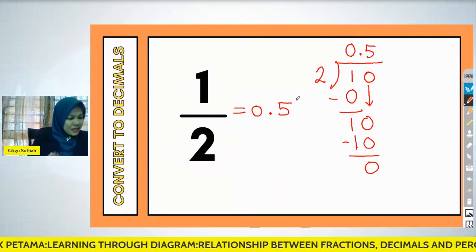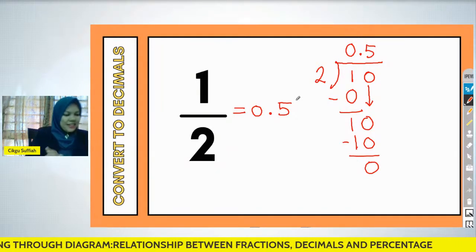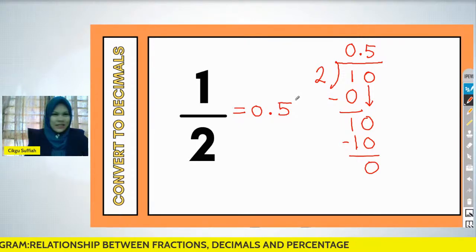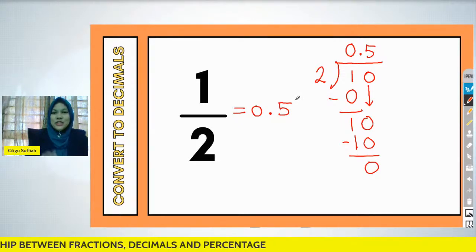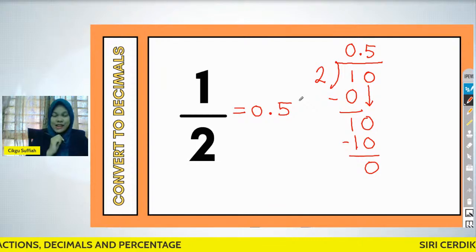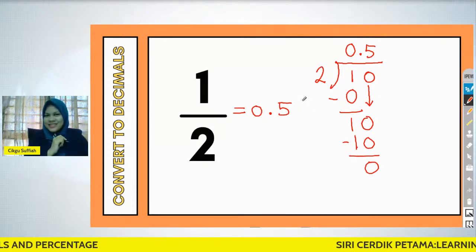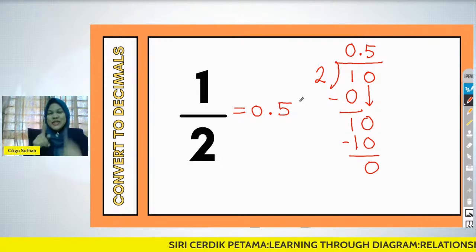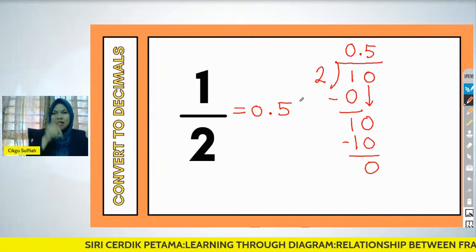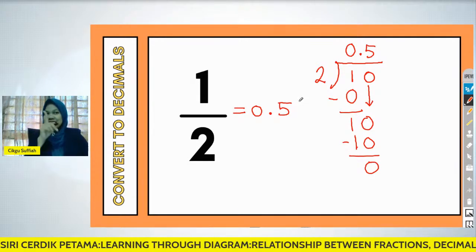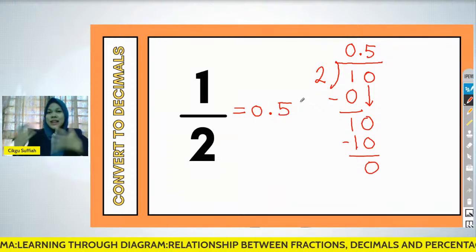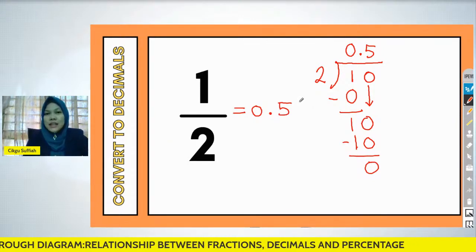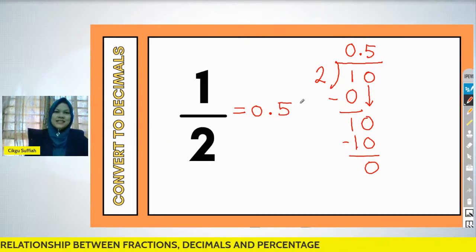Very good. I can see so many students responding here. Well done. Okay, so I need you to take note. Write down now because I'm going to test you in the quiz afterwards. I have 2 quizzes today. So 1 over 2 equals 0.5. Remember that. How did you get that? From the standard written method.